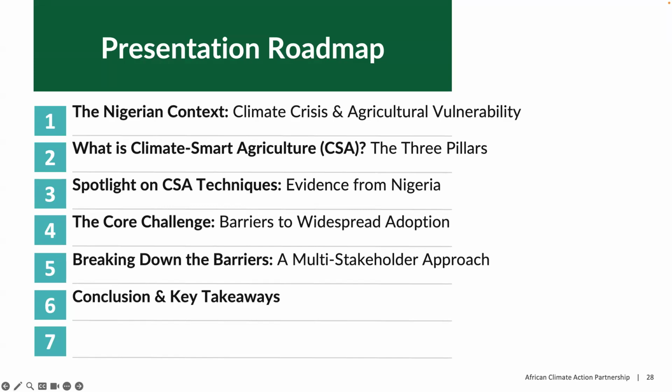We'll start by setting the stage, then defining our key concept. Then we explore some specific techniques that are being adopted in Nigeria currently as the climate smart agricultural techniques. Then we identify the major hurdles. And then finally, we discuss the pathways forward. So next slide, please.